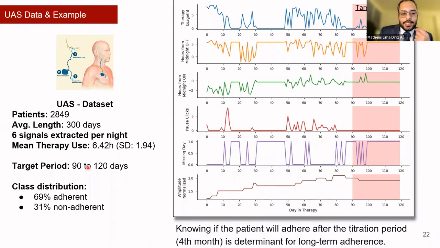The class distribution is a little bit different. So 69% of the patients do adhere to the UAS therapy, and 31% do not adhere in this target period. Using the definition of using the device more than 4 hours in at least 70% of the days.